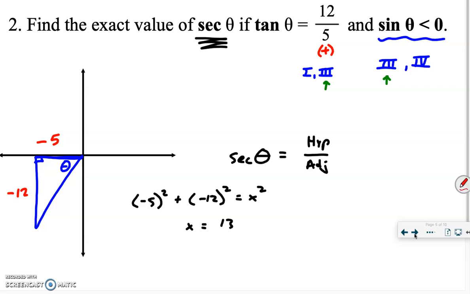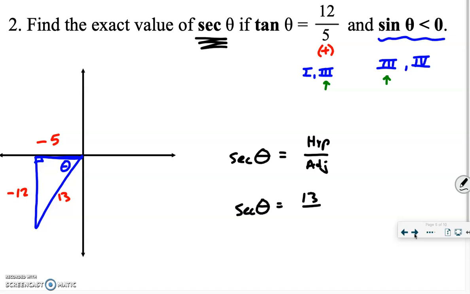So once we know the hypotenuse, which by the way will always be positive, no way that can be negative, once we get that the hypotenuse is positive 13, now it's just a matter of plugging in. So the secant of theta is going to be equal to the hypotenuse, which is 13, over the adjacent, which is negative 5. So for me, I just like to bring that negative out front, or even into the numerator. Negative 13 fifths is what we're looking at.